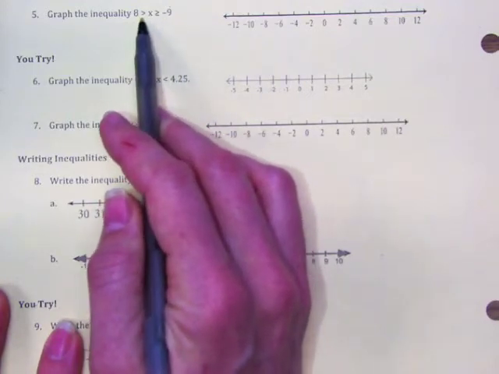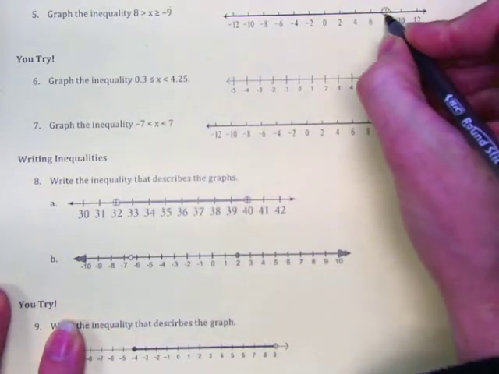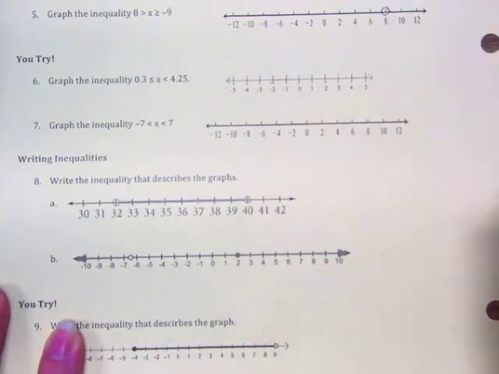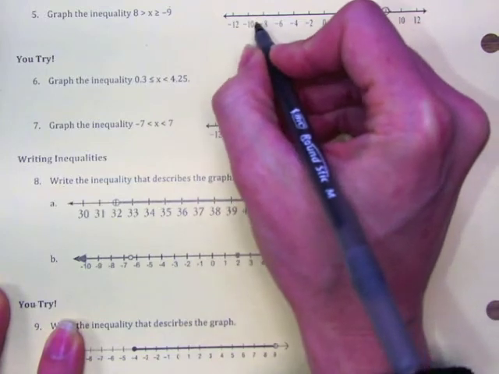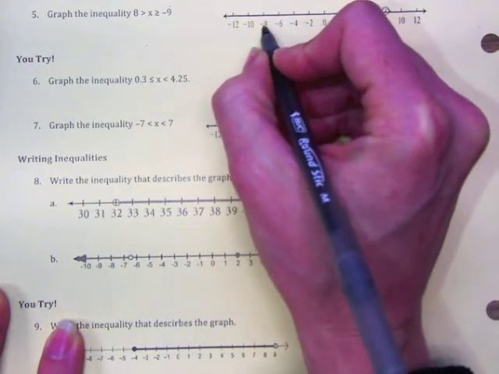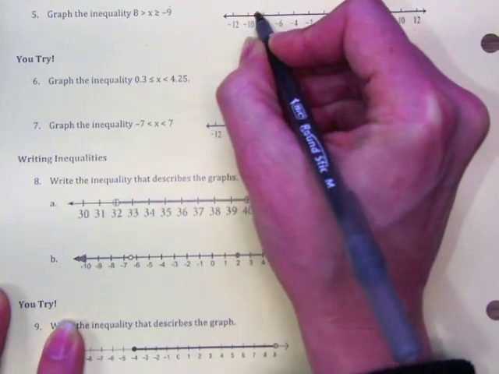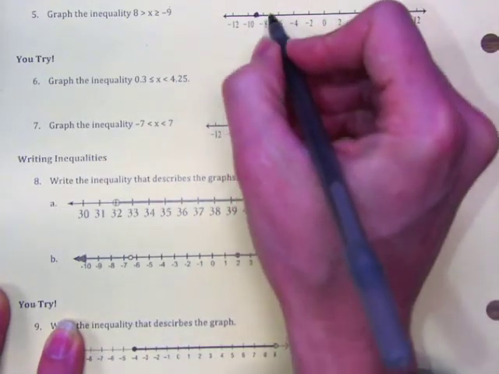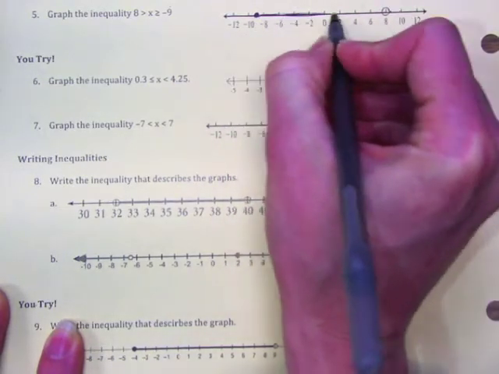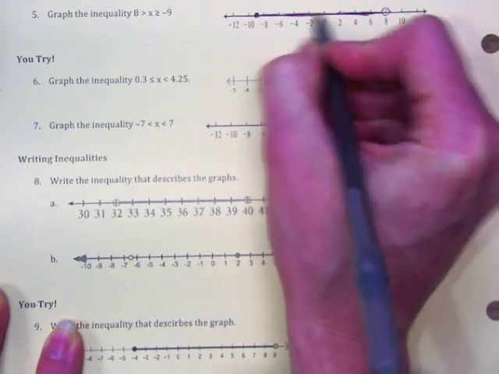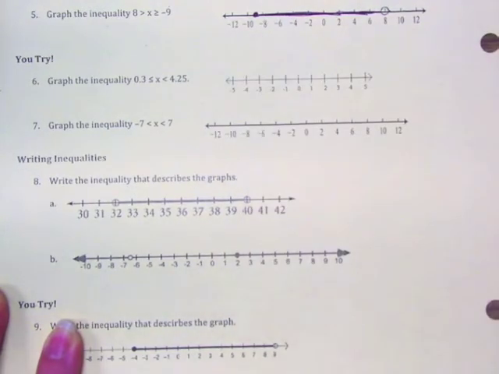There's no equal to by the 8, so that is an open circle. We're not including the 8. There is an equal to by the negative 9, so we have to put a closed circle at negative 9, which would be halfway between negative 8 and negative 10. And then we need to shade indicating that all the values between those 2 points are part of the solution set.